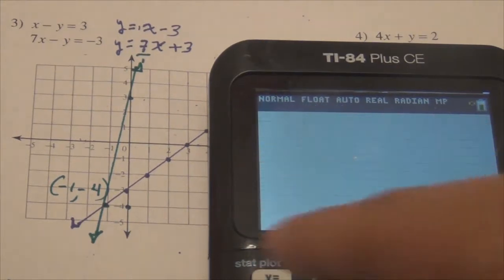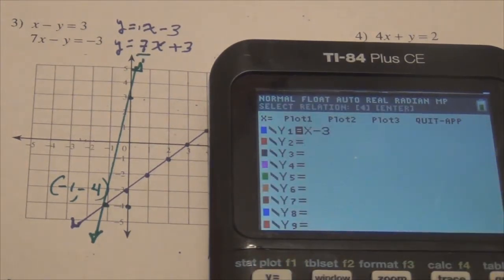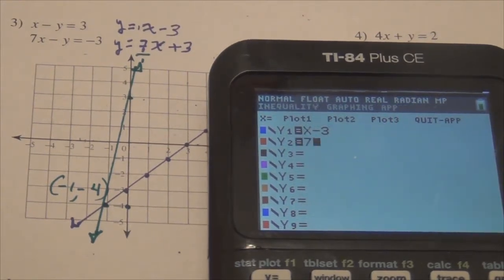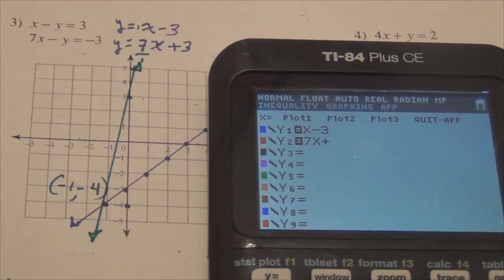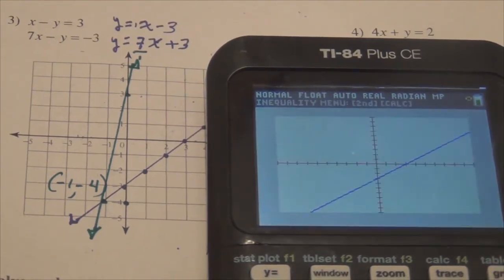Now let's graph the other one. The other one was 7x plus 3. Beautiful. 7x plus 3. And graph. And boom, it looks exactly like this one. Actually, mine looks better. And point of intersection. So you could either trace the point of intersection or do the following.